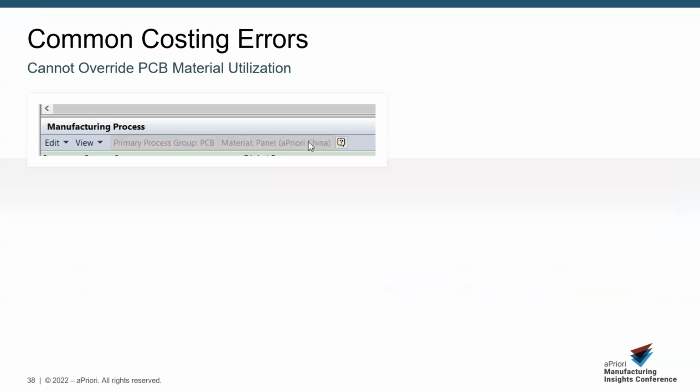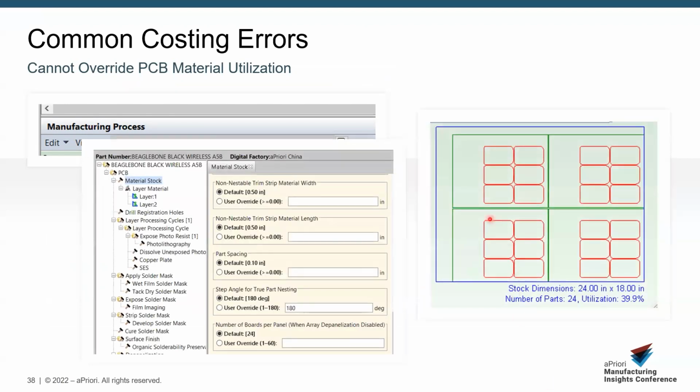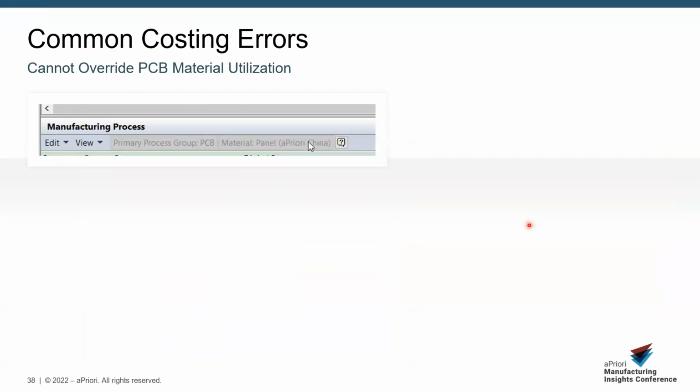All right, so let's talk about a common PCB error. I've had customers say, hey, you told me that the number of boards per panel is really critical, and you can see the nesting in aPriori of how many boards it's nesting per panel. But there's no option for me to manually change the utilization in aPriori.